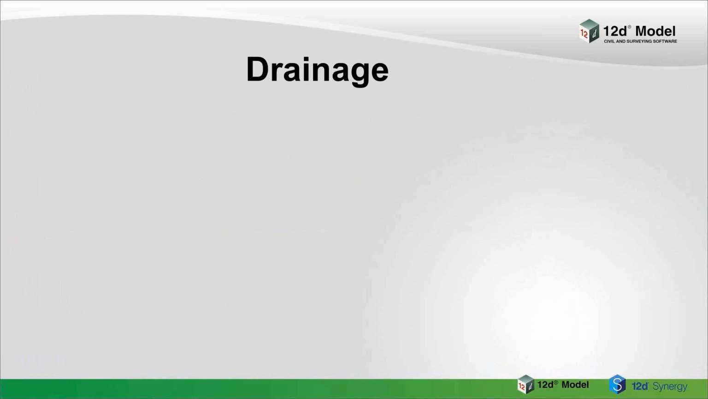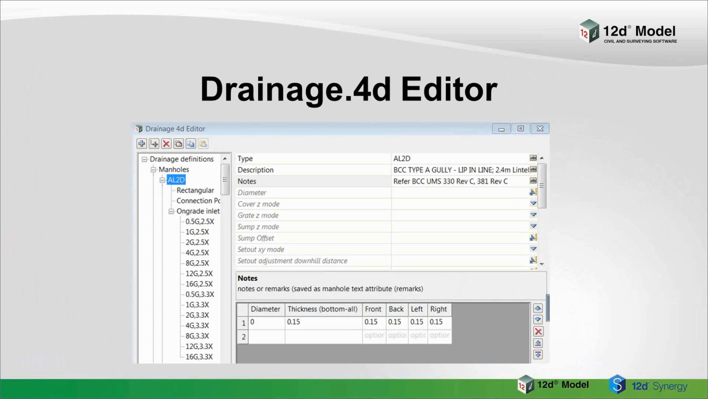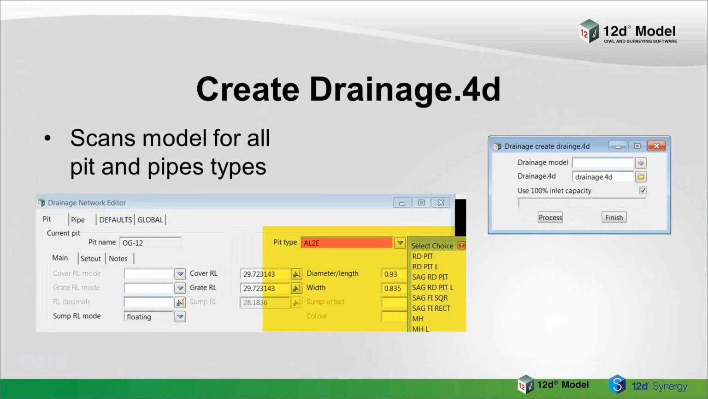Right, now for something totally different, we'll go on to drainage. In this case, the drainage.4D was just a text editor used on that before. So we've now beefed it up so that it's got its own front end, so you can fill things in. And even more, you can actually create a drainage.4D file from a model where it'll scan it for pits and pipes and build a drainage.4D file for you.